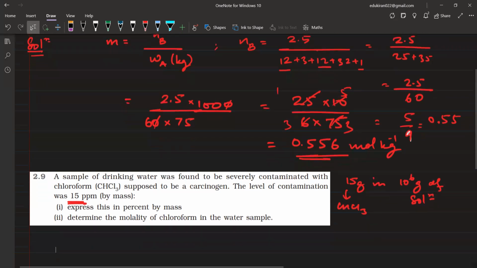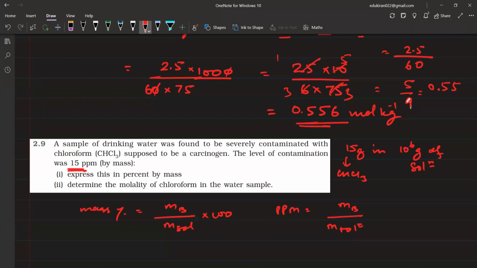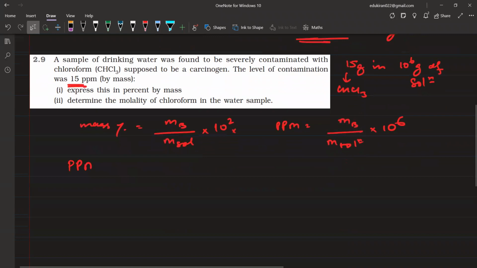There is one relationship between ppm and mass percentage. Mass percentage is equal to the mass of solute divided by the mass of solution into 100. ठीक है? And ppm is equal to, क्या होता है? Mass of solute divided by mass of solution into 10 to the power 6. So what is the difference? Here this is 10 to the power 2 and 10 to the power 6. So अगर mass percentage में हम 10 to the power 4 multiply कर दें, it will become ppm. So there is a relationship. Please write this down. ppm is equal to 10 to the power 4 into mass percentage.